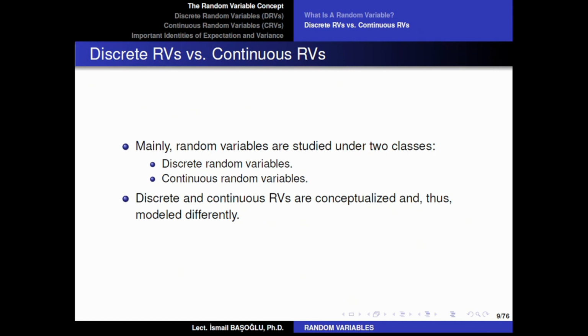In these previous examples, the random variables that we have talked about were actually all discrete random variables. Okay. However, there are some continuous random variables which can be used to model real life amounts. So we are going to classify random variables into these 2 classes, discrete and continuous random variables. And these random variables are both conceptualized and modeled differently.